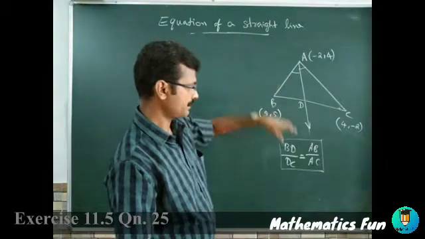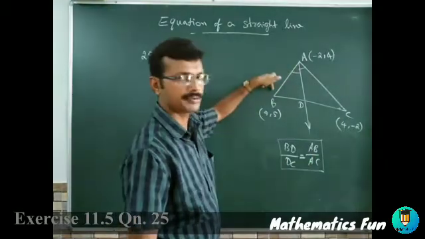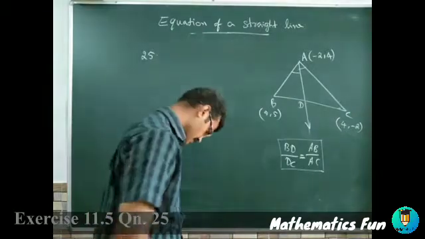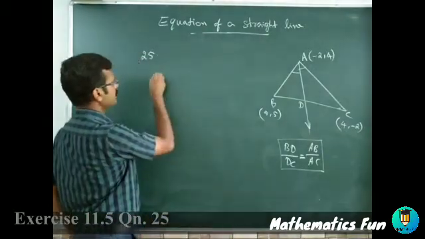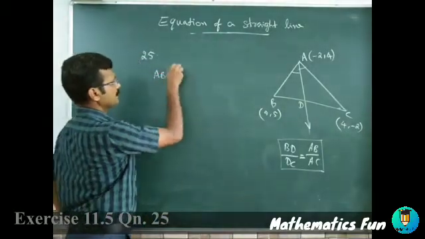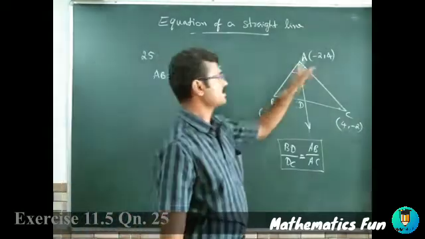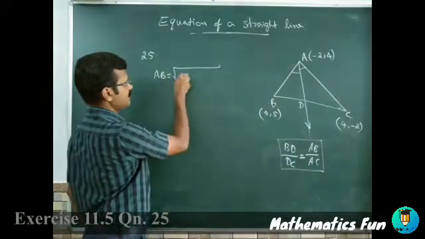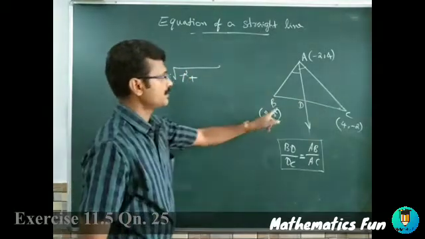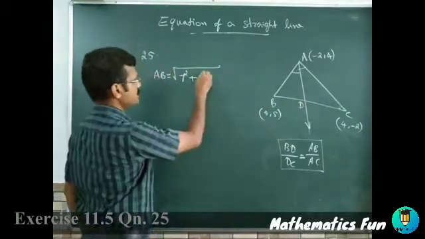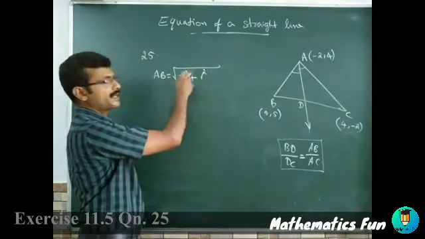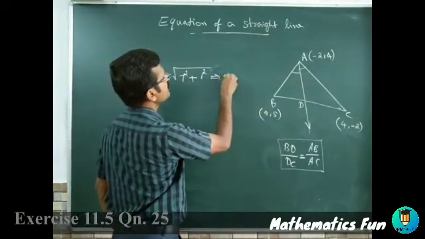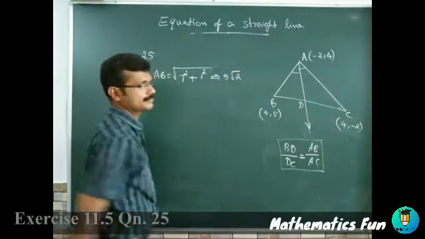So first of all, I will find AB and AC. AB I can find by distance formula. X2 minus x1: 5 minus minus 2, that is 5 plus 2, that is 7 square, plus 5 minus 4, that is 1 square. So ultimately 49 plus 1, root 50. Root 50 is 5 root 2.